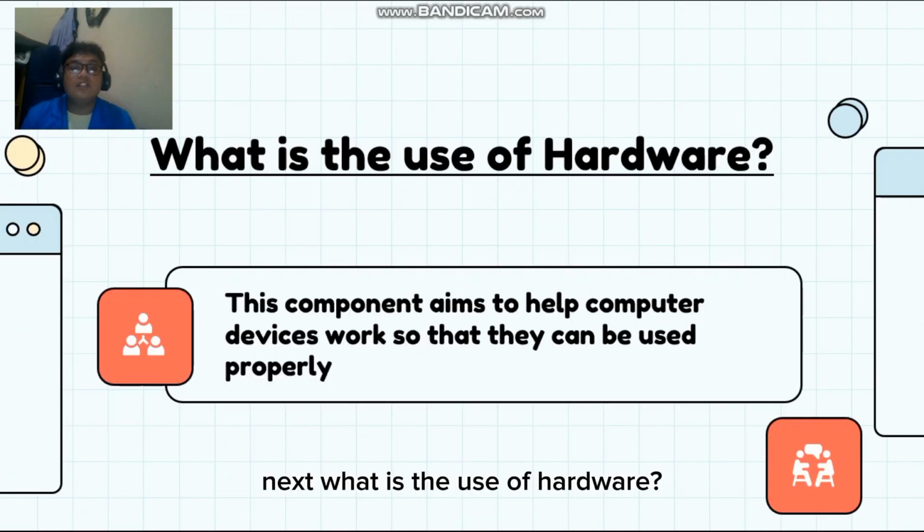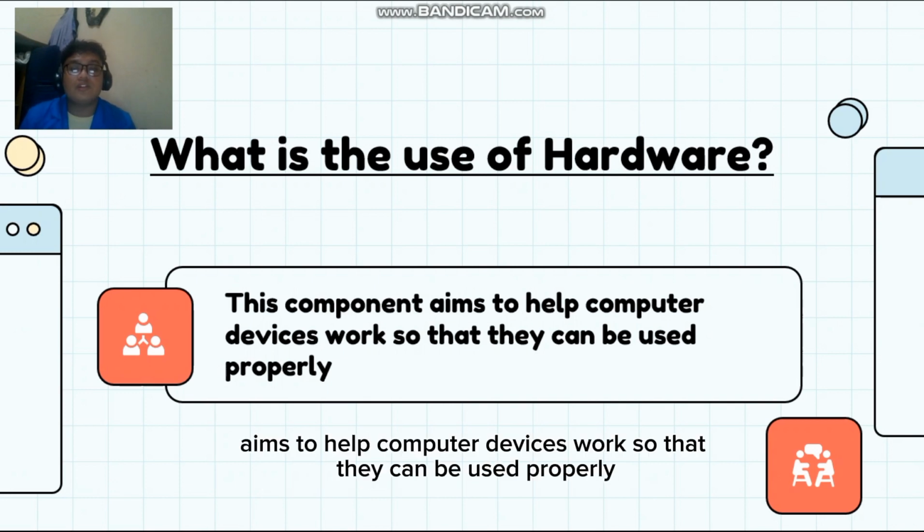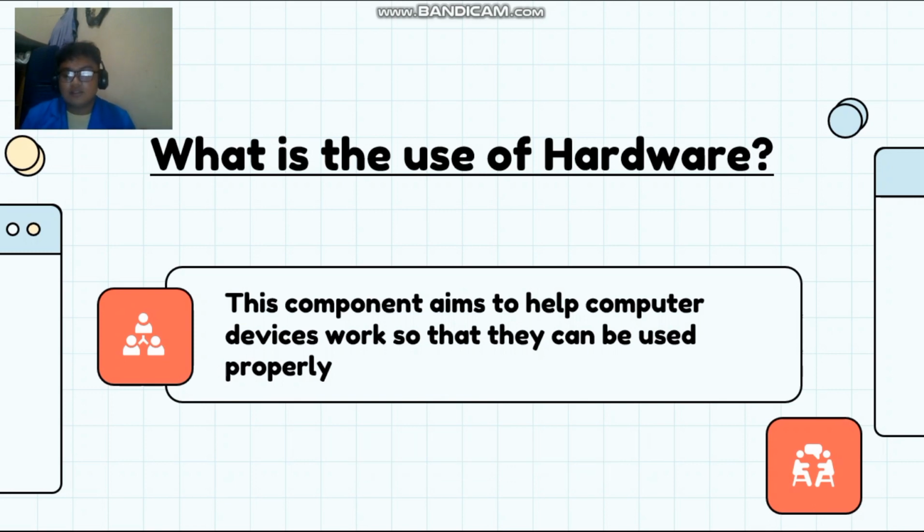Next, what is the use of hardware? These components aim to help the computer device work so that it can be used properly. It's simple. When you want to run a computer, you have to have hardware first.